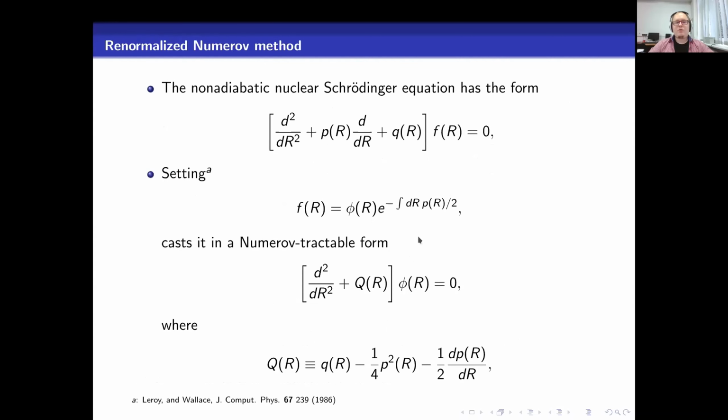We use the renormalized Numerov method, but first, to use the Numerov method, we have to get rid of this pesky first derivative. There is a clever trick proposed by Leroy and Wallace. They transform the function for which we solve with this kind of formula, and we arrive at the Numerov-tractable form of the equation, which has a more complicated nonlinear term, but it's doable.